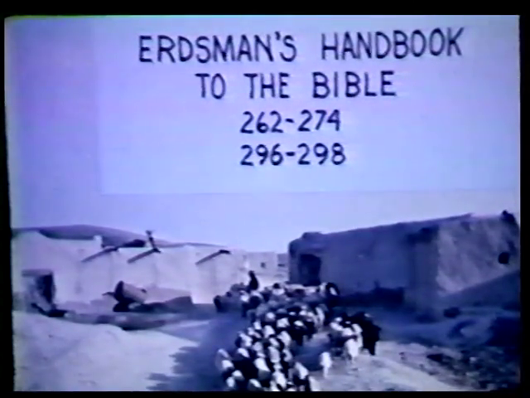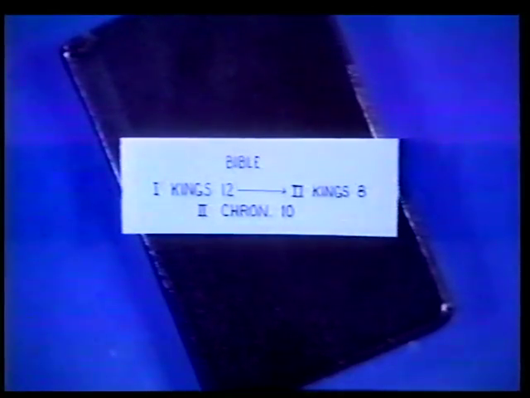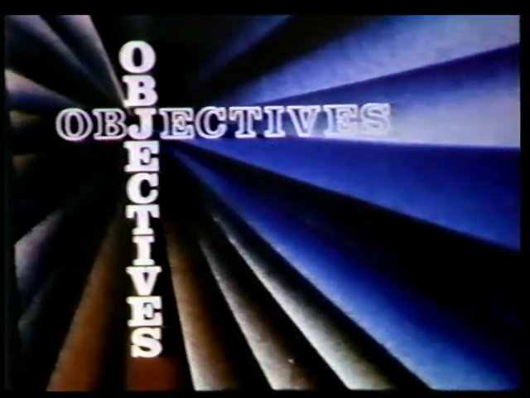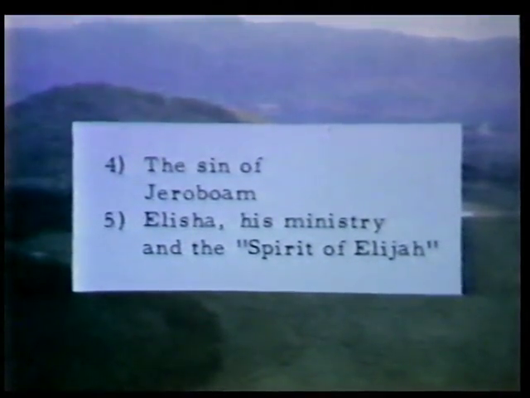For this unit, the student should read pages 262 through 274 and 296 through 298 in the text Erdman's Handbook to the Bible, and in the Bible itself, 1 Kings chapter 12 through 2 Kings chapter 8, and 2 Chronicles chapters 10 through 20. The student should be able to answer questions on the causes for division of the kingdom, characteristics of the two kingdoms, the ministry of Elijah and its purpose, the sin of Jeroboam, and Elisha, his ministry, and the spirit of Elijah.